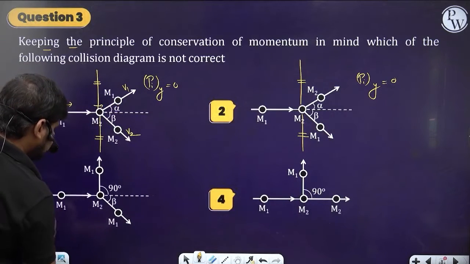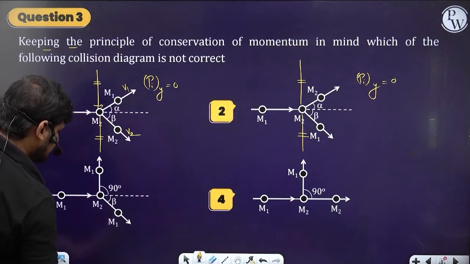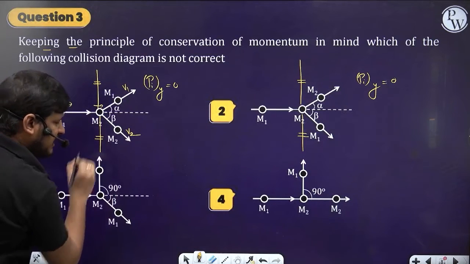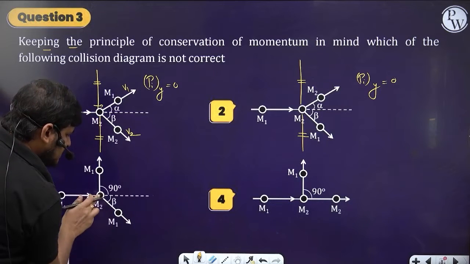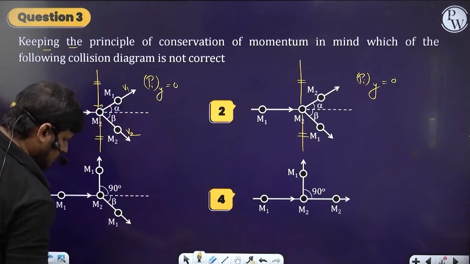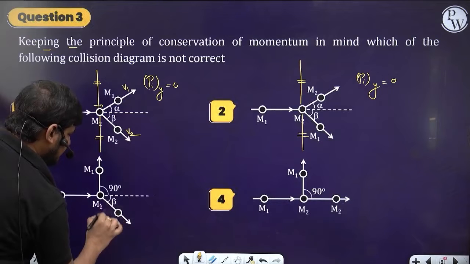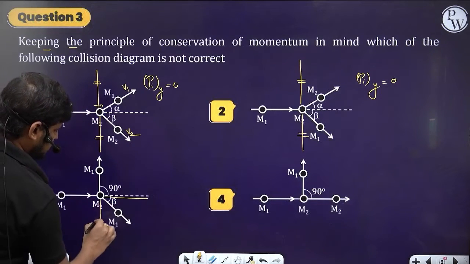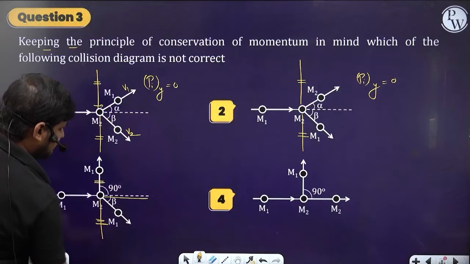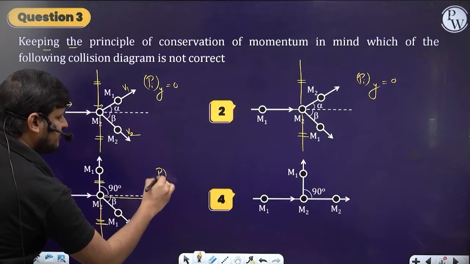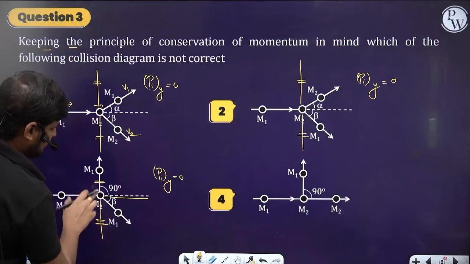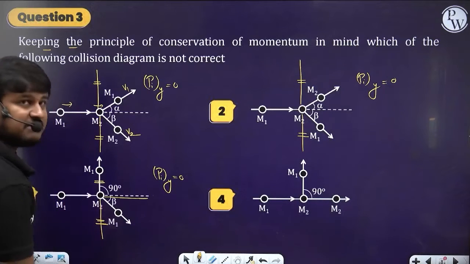Here m1 is moving in the x direction, m2 is also moving in the x direction. After collision, m1 is moving completely vertically and m2 is moving at some angle beta. Now if you observe, this m1 will have two components, one this side and the other this side. Its momentum can be cancelled. So initial momentum in y is 0 and the final momentum in y can also be 0, because this momentum and this momentum can be cancelled.